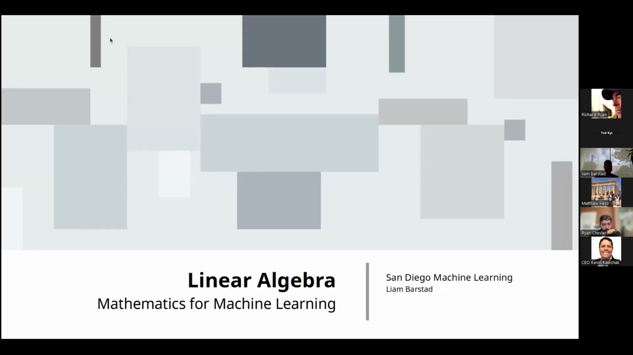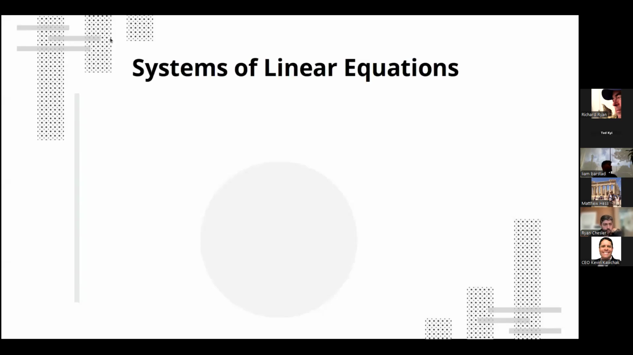So this is chapter 2 of the Mathematics for Machine Learning textbook. Basically, the first thing, and primary base for the rest of the chapter in linear algebra in general, are systems of linear equations.